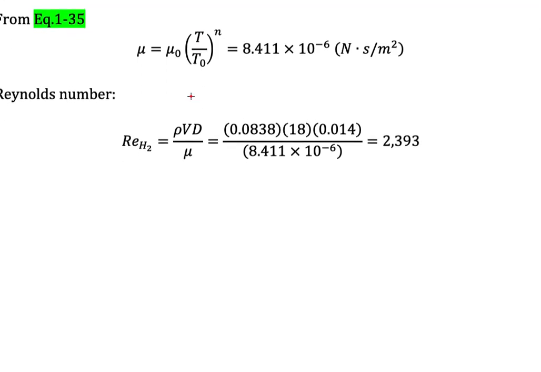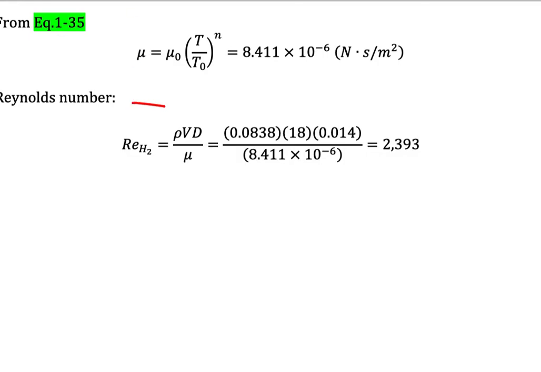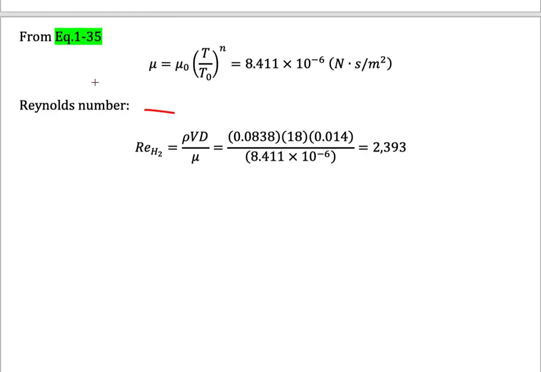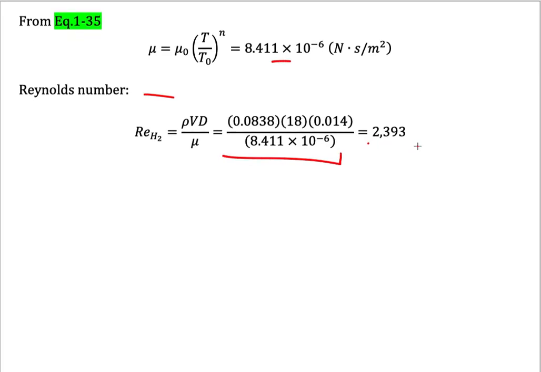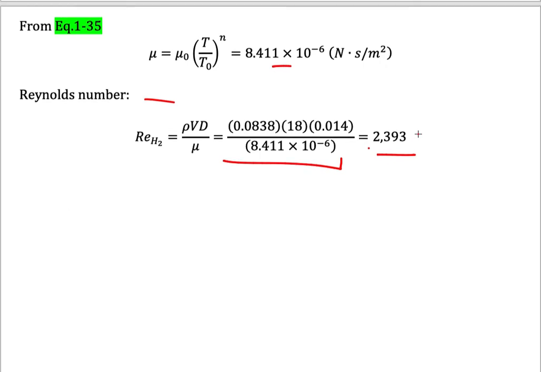So we have this value, and we substitute into the equation. We find the Reynolds number is 2,393. So this is the idea of the way we calculate the Reynolds number.